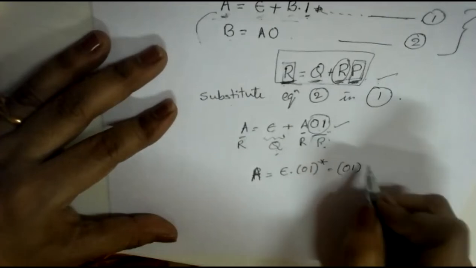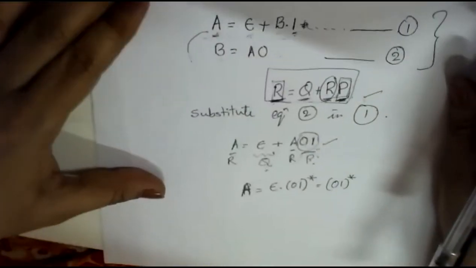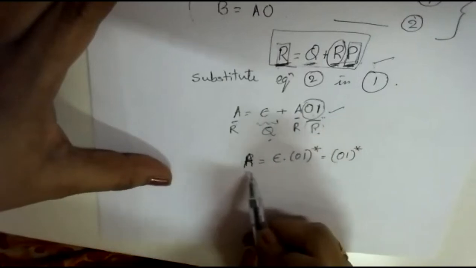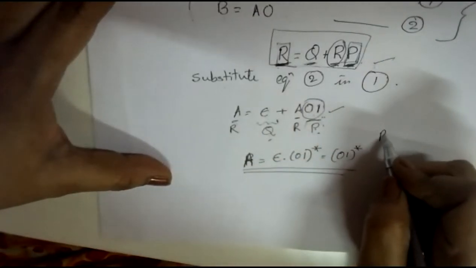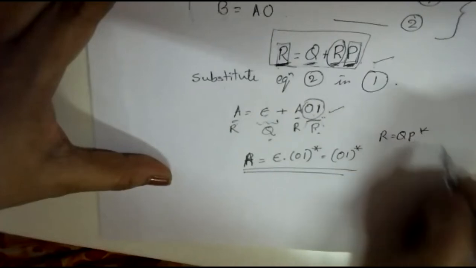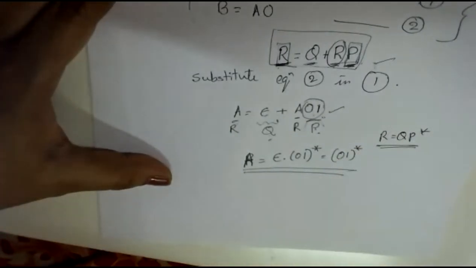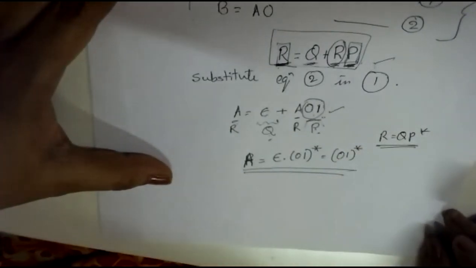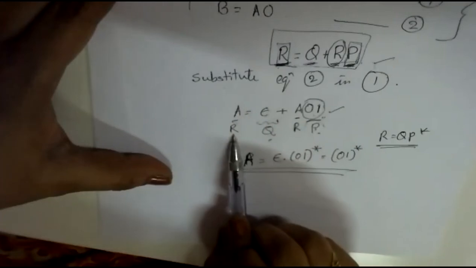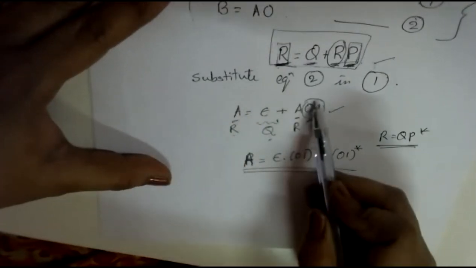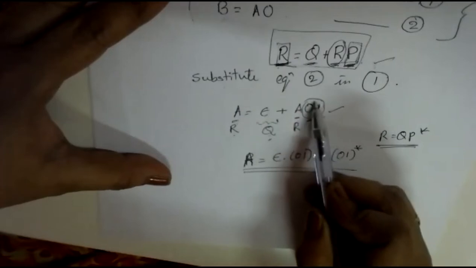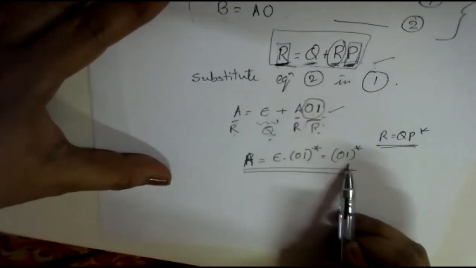Is there any doubt till here, students? Yahan tak kisi ko bhi doubt hai? We are forming R is equal to QP star. Whatever is with R is P. So P star will be 0, 1 whole star.